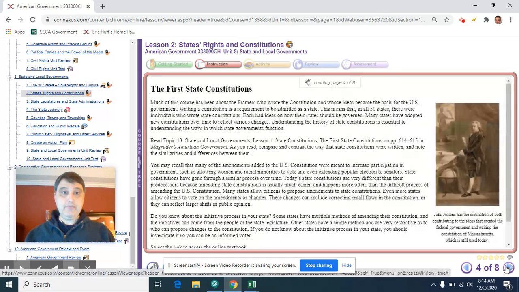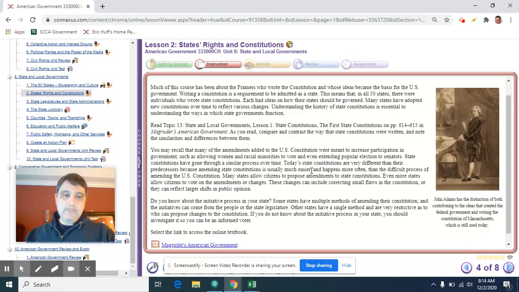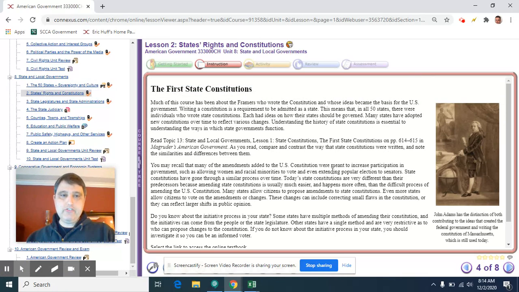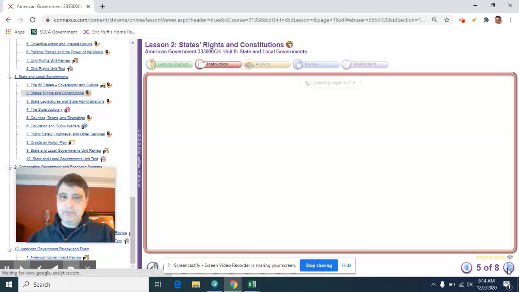So anyway, that's what you'll read about there. Then you'll read a little bit about state constitutions. What I'd pay attention to here is how are state constitutions similar to the federal constitution? How are they dissimilar? And I'll let you read through that.